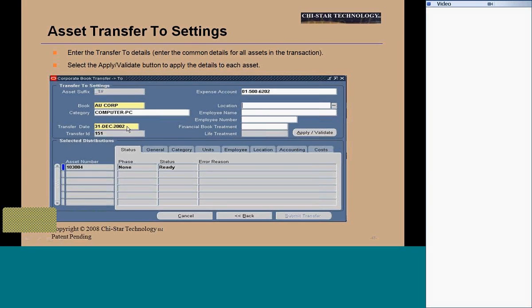I'll identify the transfer date. Again, the accounting information I can put in here. If I'm using the same chart of accounts and the same accounting values, if nothing's changing on that from the old to the new book, I leave this blank and it's just going to be copied over. So we'll see that with the location. I'm going to leave the location blank, and we'll see when we go through each of the tabs what happens with that location.